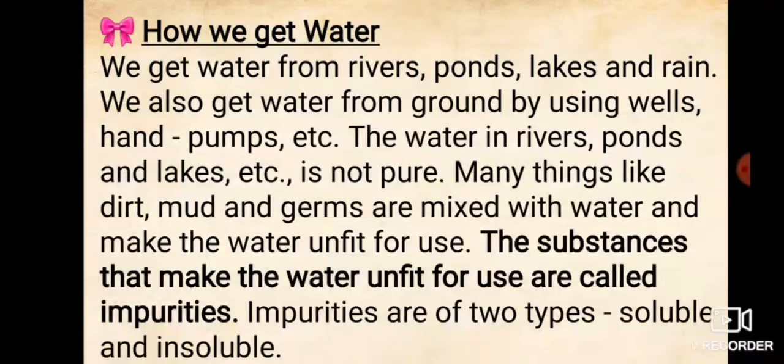How we get water? We get water from rivers, ponds, lakes and rain. We also get water from ground by using wells, hand pumps, etc. The water in rivers, ponds and lakes, etc. is not pure. Many things like dirt, mud and germs are mixed with water and make the water unfit for use. The substances that make the water unfit for use are called impurities. Impurities are of two types: soluble and insoluble.